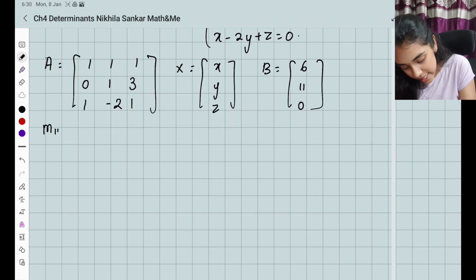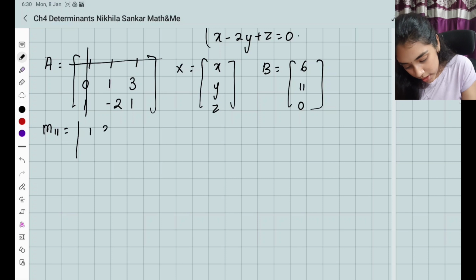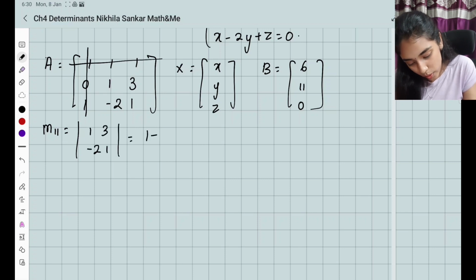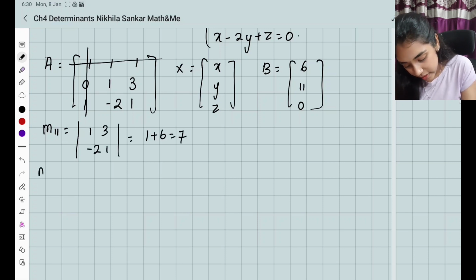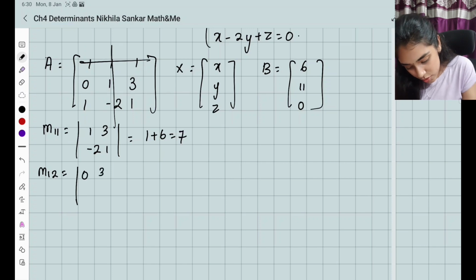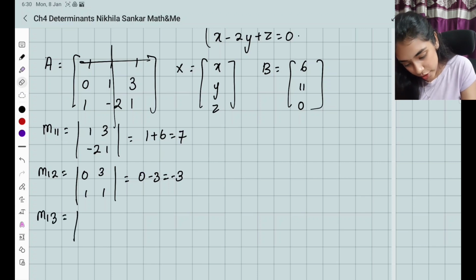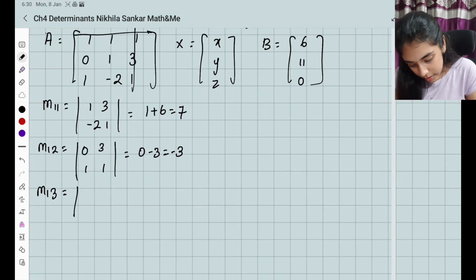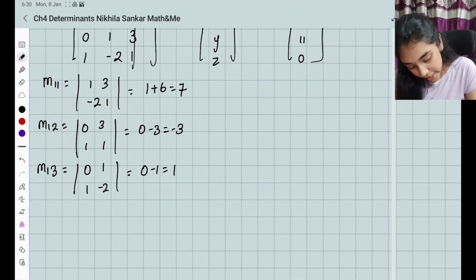What are the minors? M11 equals, when I hide this and this, I'll have 1 3 minus 2 1. This is going to be 1 minus of minus 6, plus 6, so 7. Then m12 equals, I can hide this and this, so I'll have 0 3 1 1. So this is going to be 0 minus 3, which is minus 3. Then m13 is going to be 0 1 1 minus 2. So this is going to be 0 minus 1, which is minus 1.